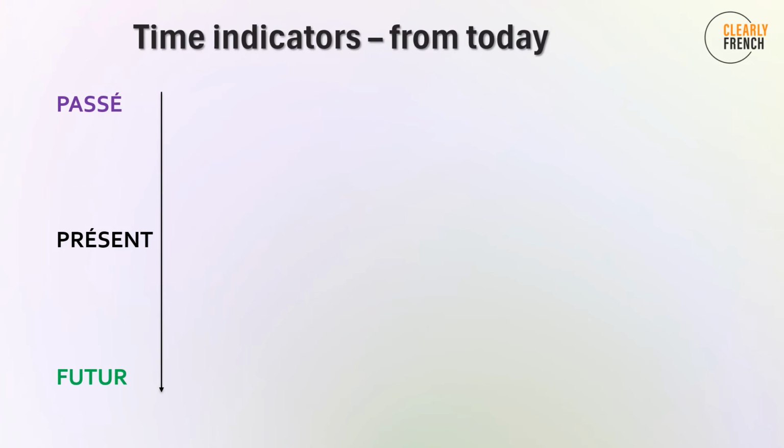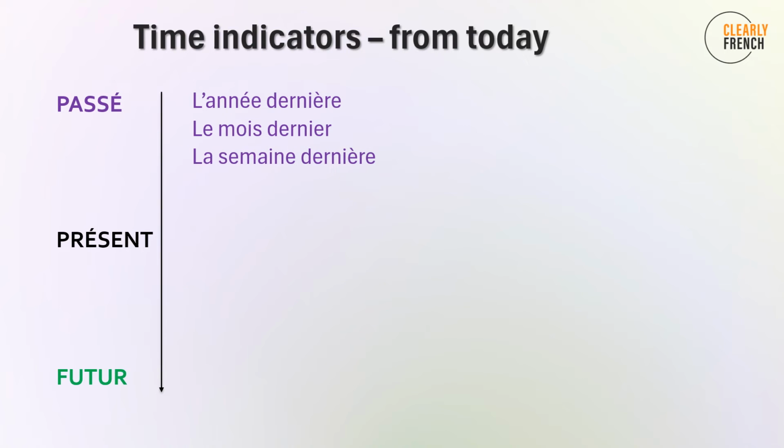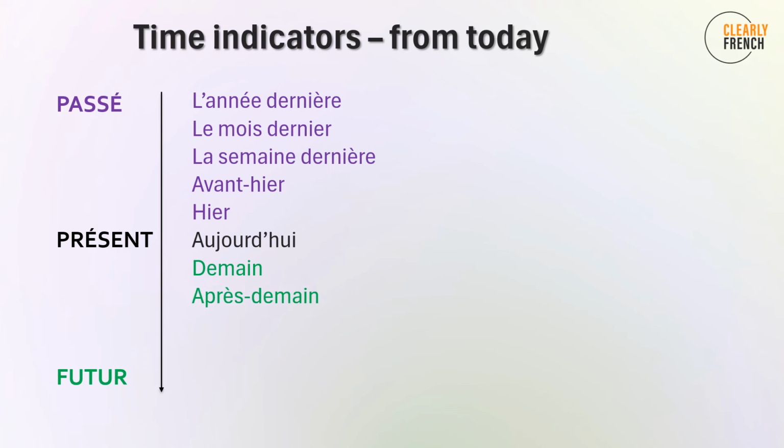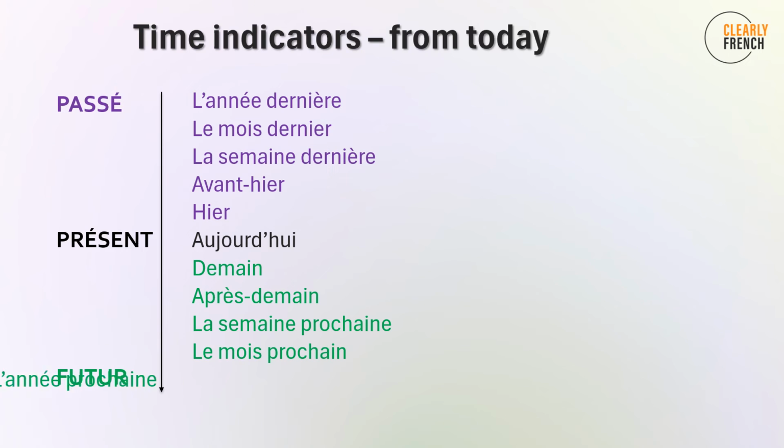Here's a chart to help you with your recap, and we're going from the past to the future. So we've got l'année dernière, le mois dernier, la semaine dernière, avant-hier, hier, aujourd'hui, demain, après-demain, la semaine prochaine, le mois prochain, l'année prochaine. This is all from when you're talking about a point of view of today. You're talking about something you're going to do tomorrow, next year, and so on.